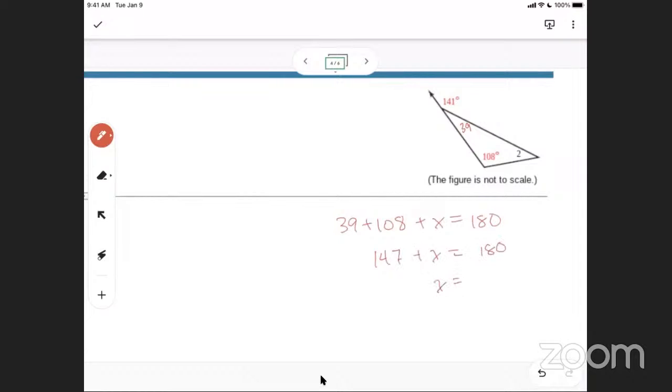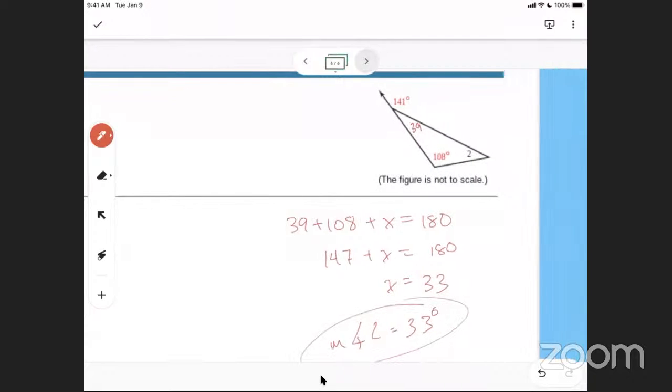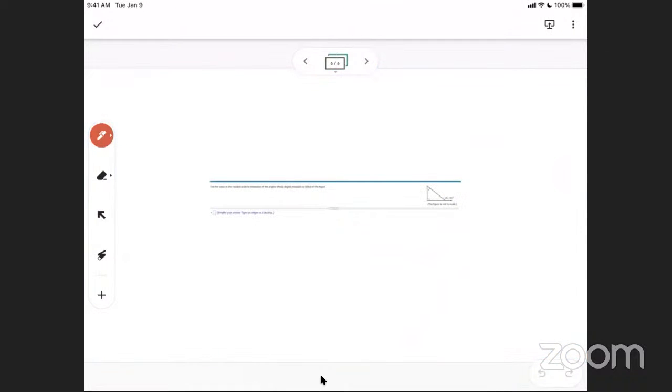180 divided by 140. Is it divided? Not divided. No, not divided. 147. 33? Yeah, 33. So the measure of angle 2 is 33. All right. I'm assuming that's what they wanted you to find. Yes, I think so.